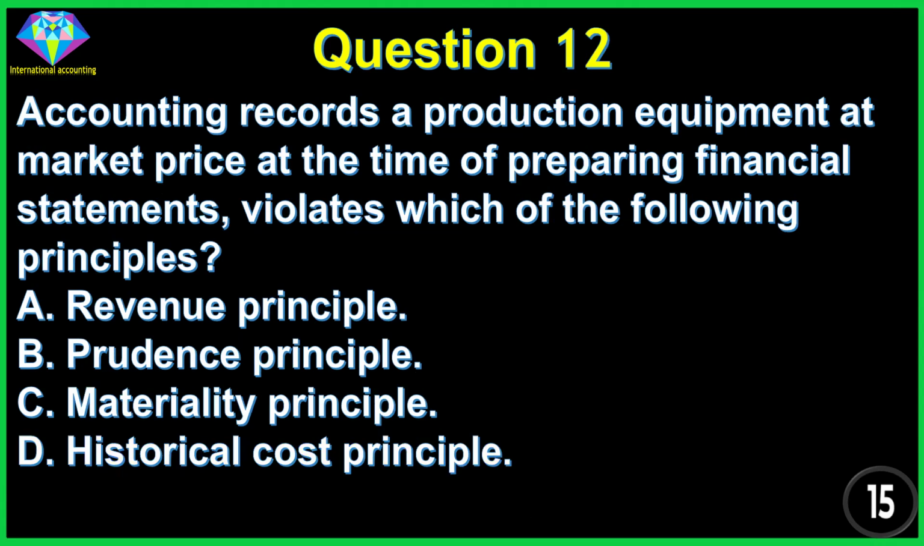Accounting records a production equipment at market price at the time of preparing financial statements, violates which of the following principles? A. Revenue principle. B. Prudence principle. C. Materiality principle. D. Historical cost principle.